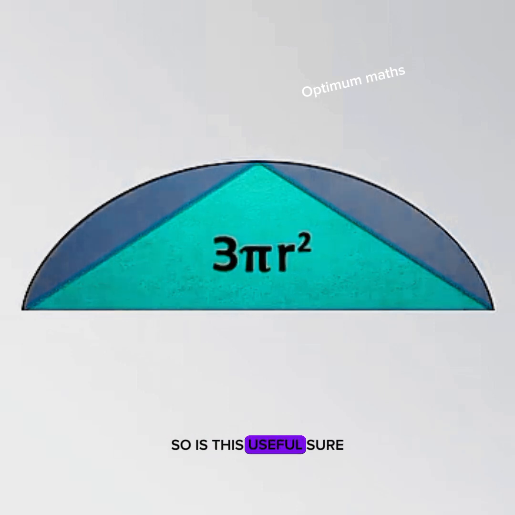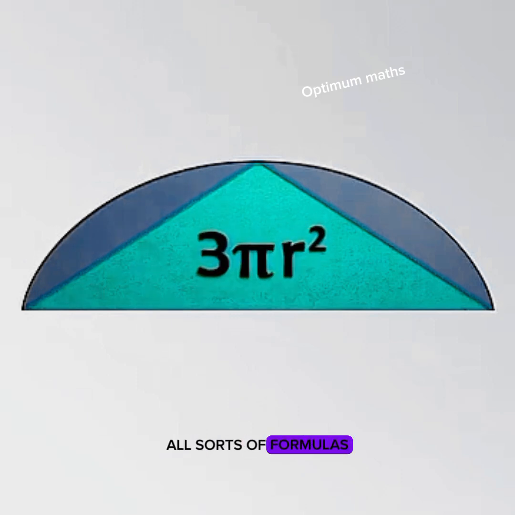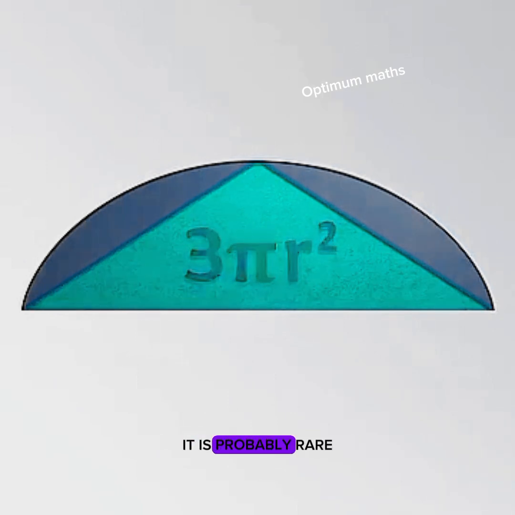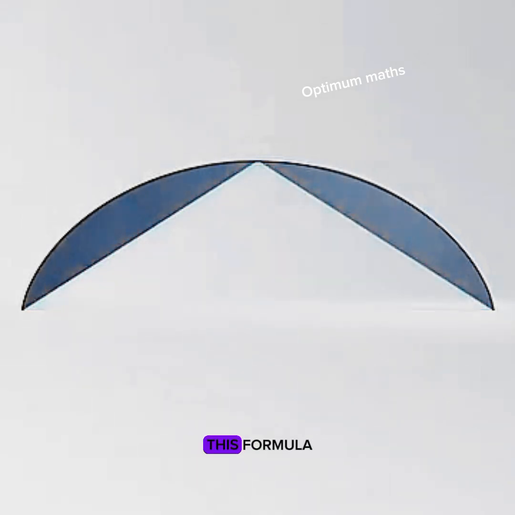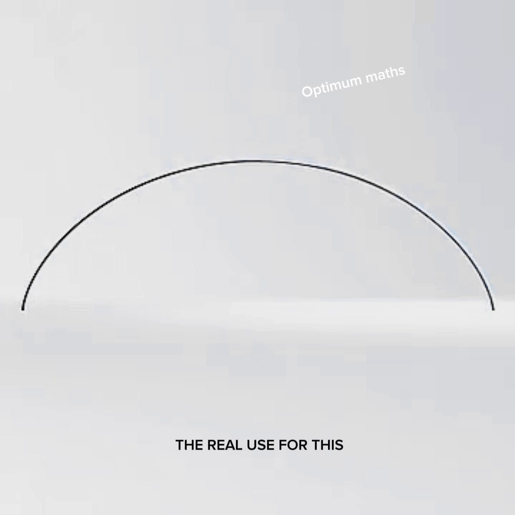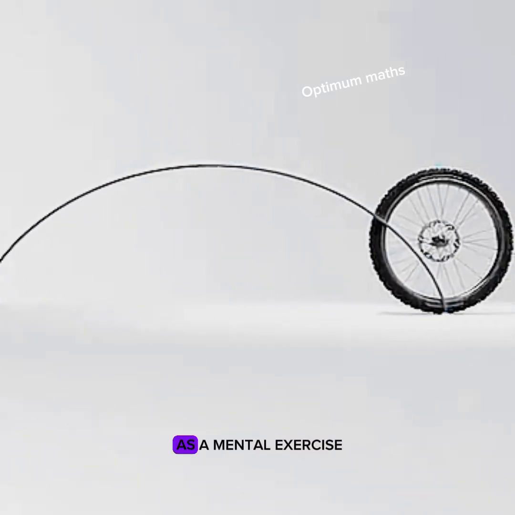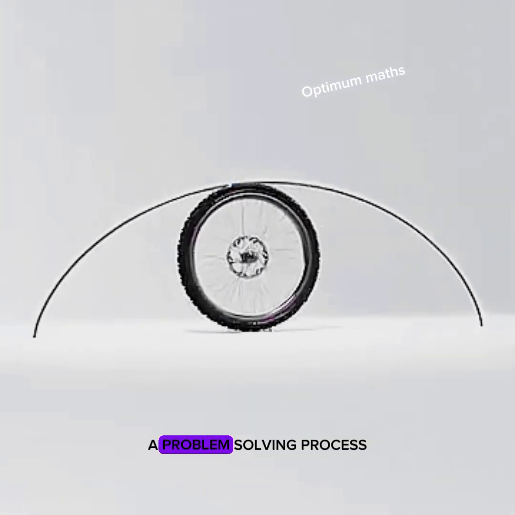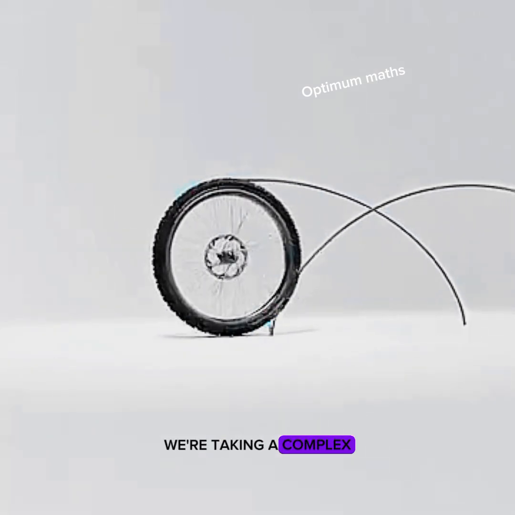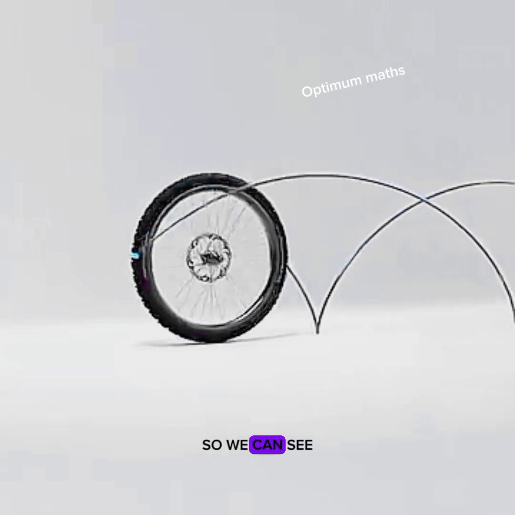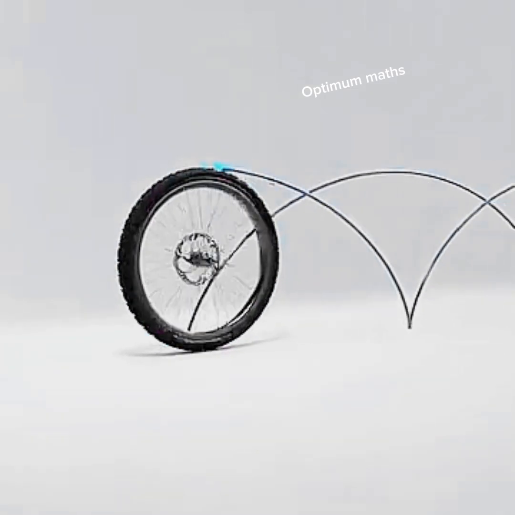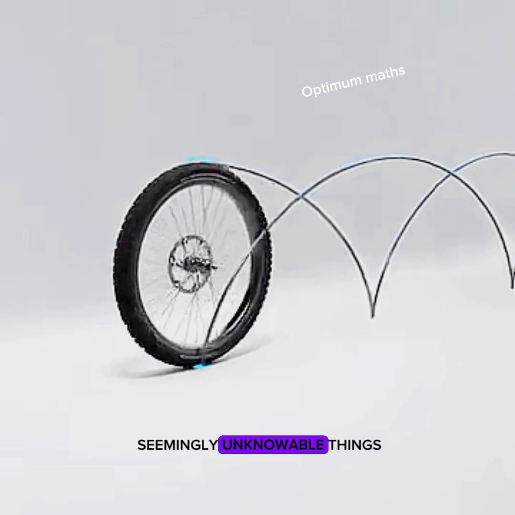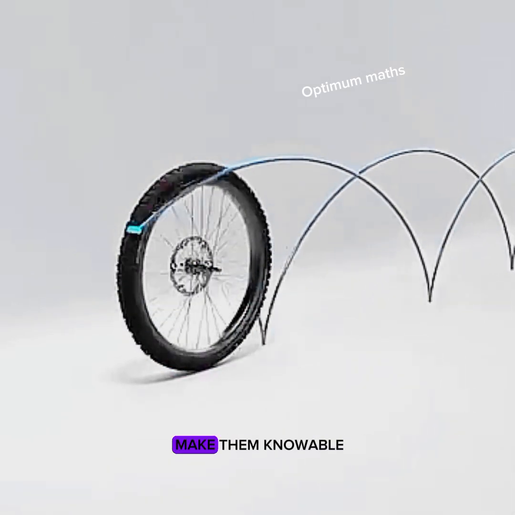So, is this useful? Sure, all sorts of formulas like this do have unexpected practical uses. However, it is probably rare for someone to have a practical need for this formula in everyday life. But the real use for this, I would say, is as a mental exercise. The geometry is just a tool for exploring a problem-solving process. We're taking a complex thing and breaking it apart so we can see its patterns and understand it. Math can help give us raw thinking skills so we can face seemingly unknowable things, break them apart, and make them knowable.